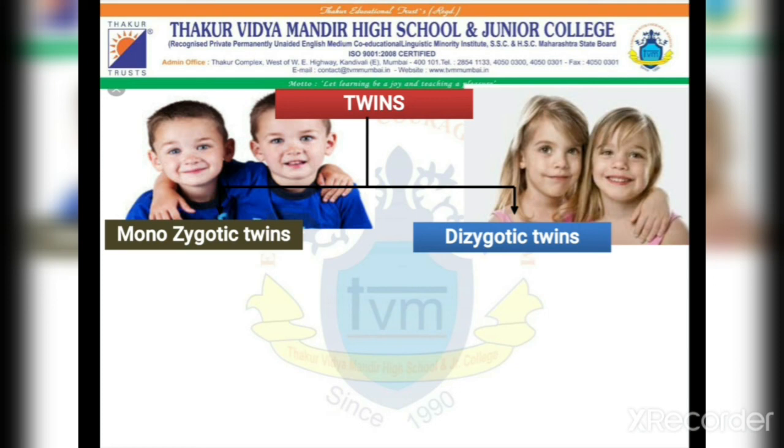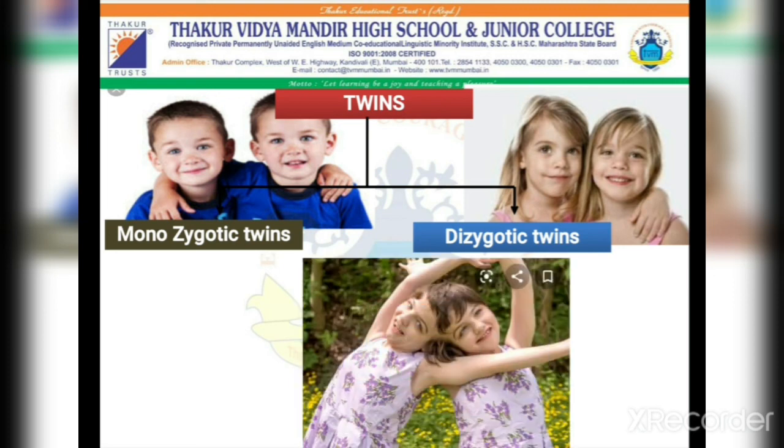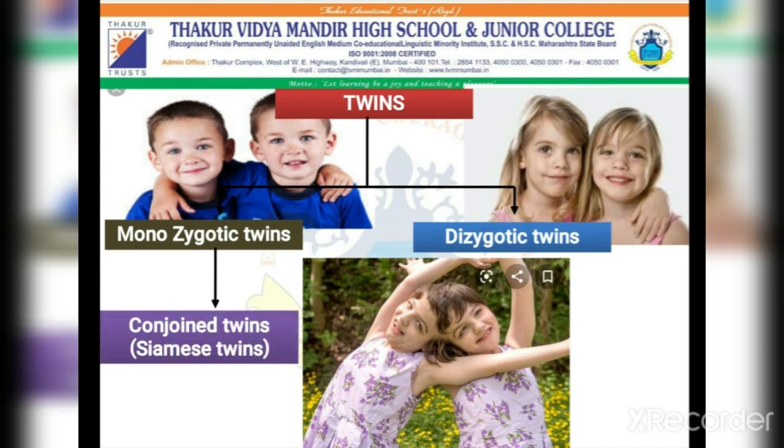Now in monozygotic twins, we have seen that the division into two groups has to be carried out within 8 days of the zygote formation. But if this separation is not carried out within the 8 days, then we get twins something like this, which are called conjoined twins or Siamese twins.